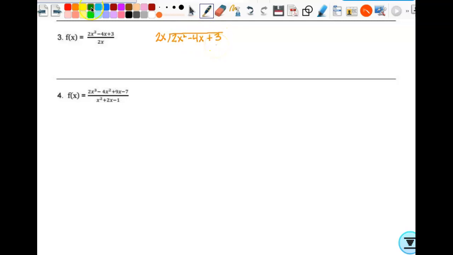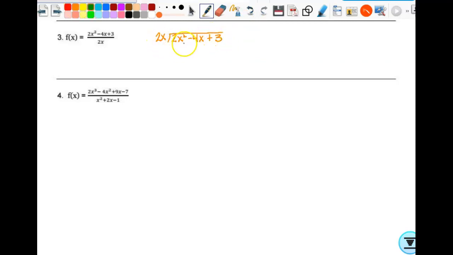Okay? So 2x goes into 2x squared, 2x times. So then this gives me, oops, no it doesn't. It goes in x times. Goodness gracious. At least I caught myself, right? I lost my 3. Okay, there we go.